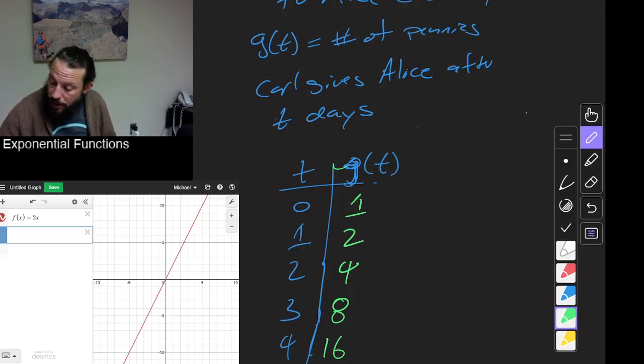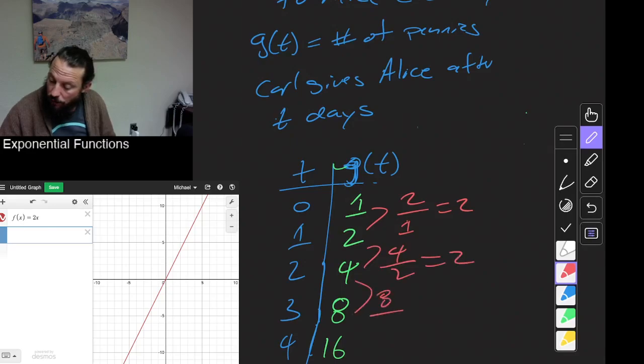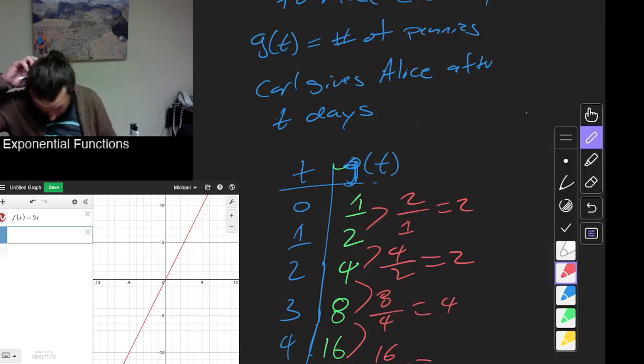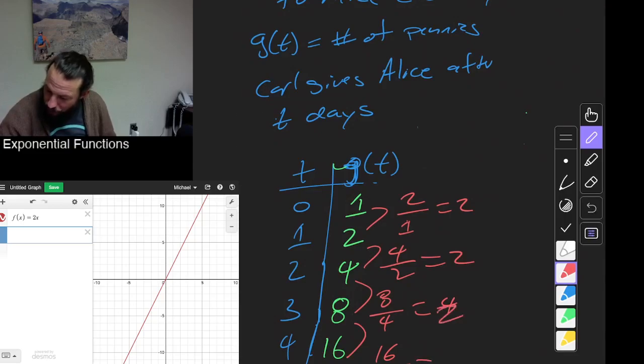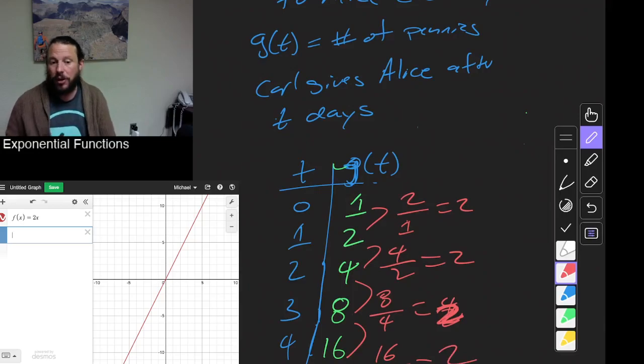But what is constant here is when we divide. 2 over 1 equals 2. 4 divided by 2 is 2. 8 divided by 4 is 2. Excuse me. And 16 divided by 8 is 2. So when you divide them, and the other side of division is multiplication, I would say that exponential functions are multiplicative.